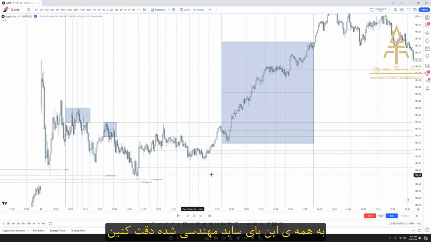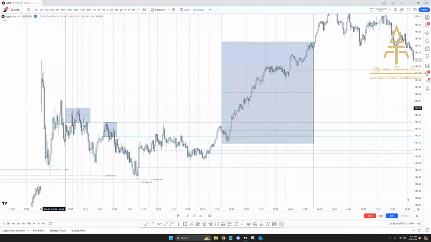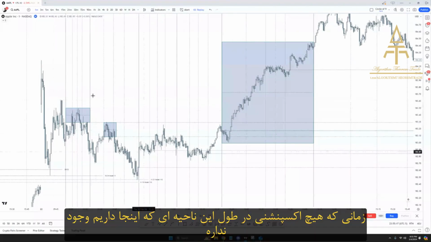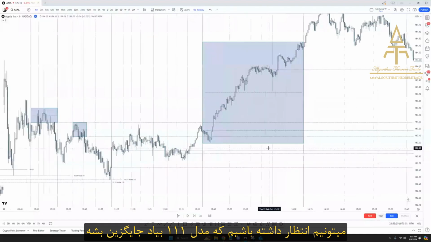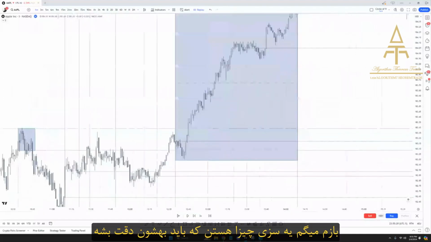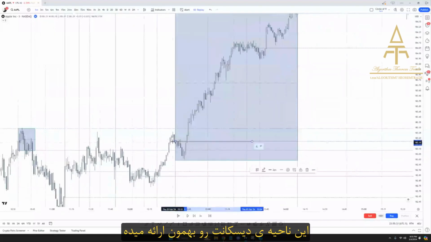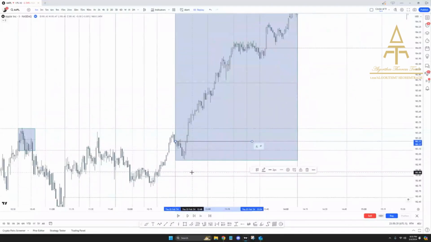Look at all this engineered buy side. This should be piquing your interest whenever you see this occur. Whenever there's no expansion throughout this area over here, we can then expect model 1001 to take precedent. Again, a couple things to note. 1235 opening price gives you discount right there.